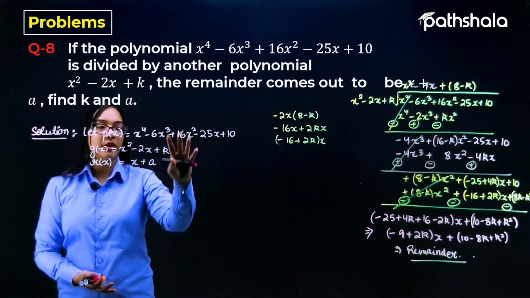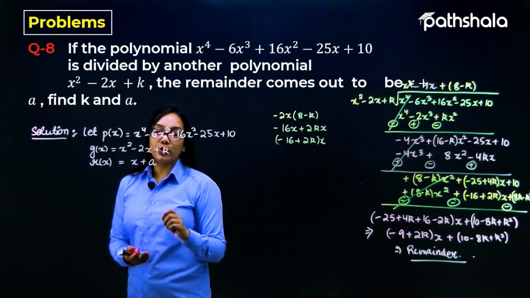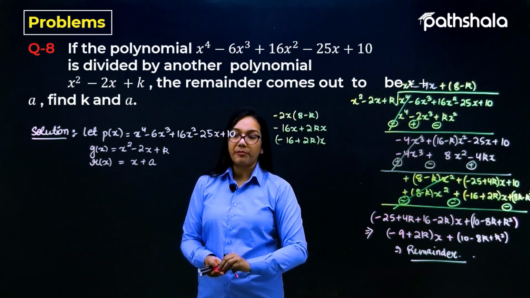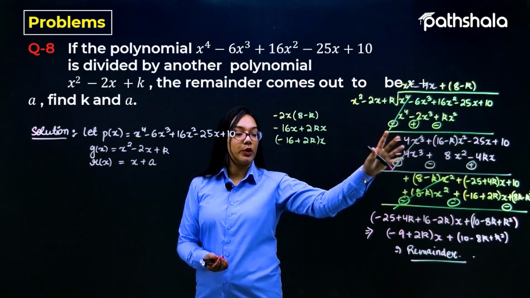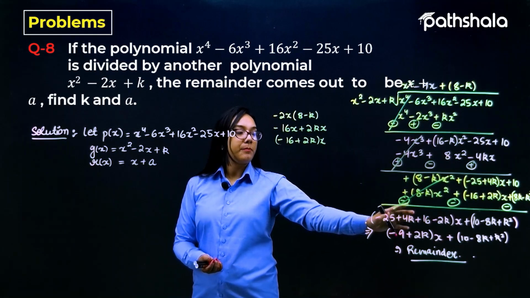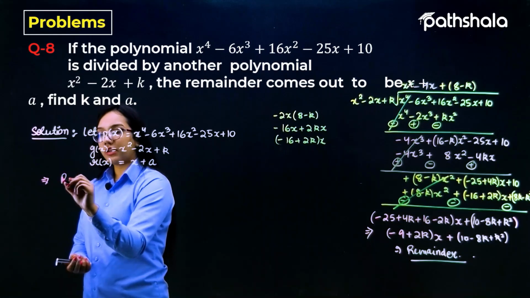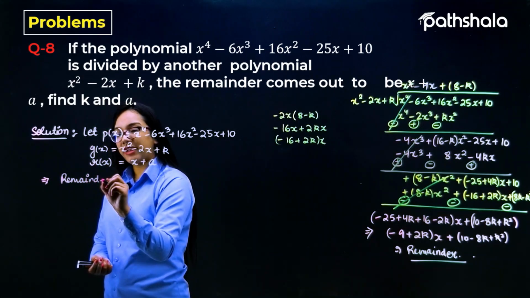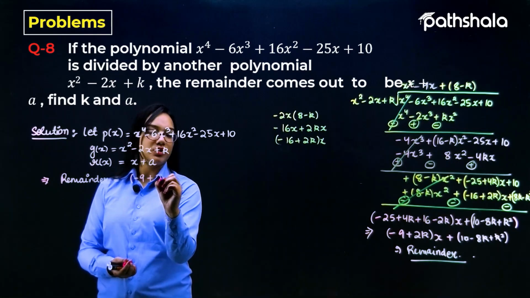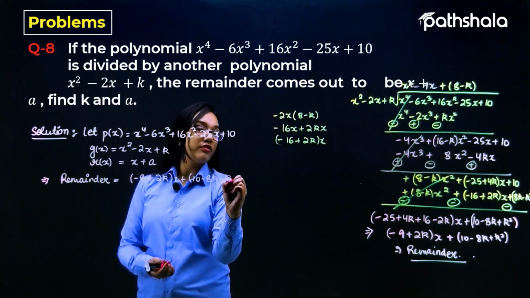So from the things given to us in this question, we do know about the remainder. The remainder is given to us, which is equal to x plus a. But at the end, after dividing these two polynomials, we are getting the remainder as minus 9 plus 2k x plus 10 minus 8k plus k square.